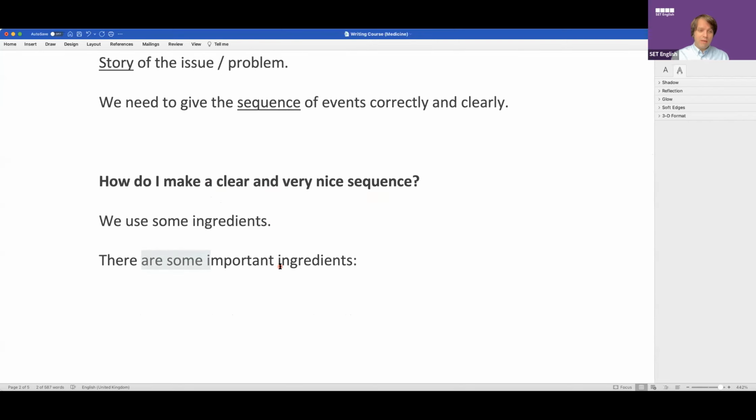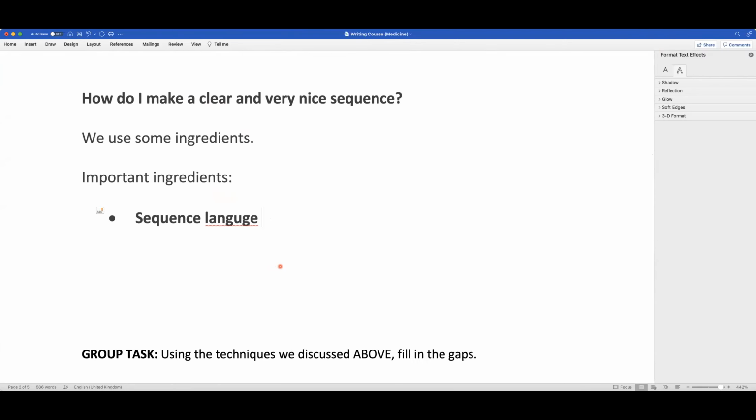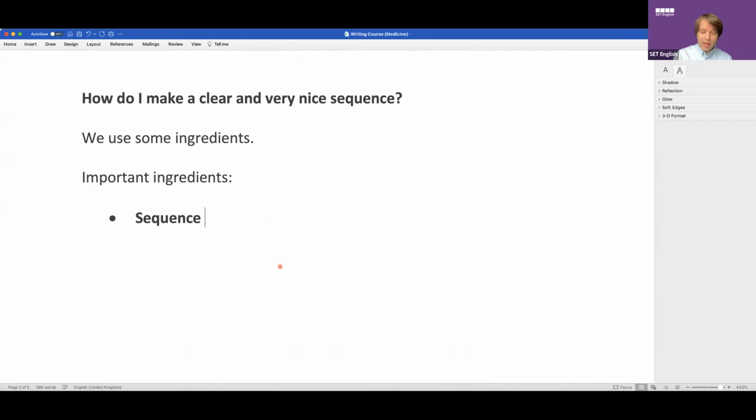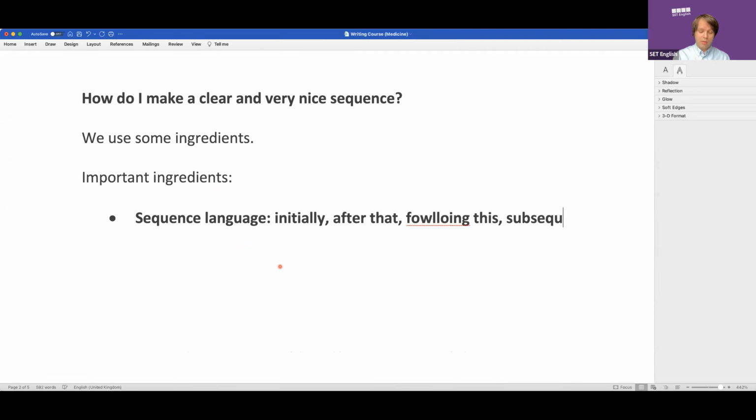Important ingredients. Now, fella says sequence, so start off with that. Sequence language. What do you mean by sequence language? For example, initially, after that, during. Initially. Yeah, good. Okay, so let me put these all here. Initially, after that, what else? Subsequently, following this, consequently.